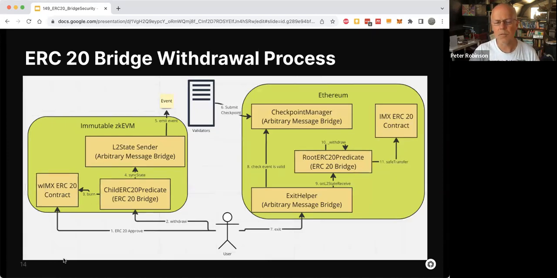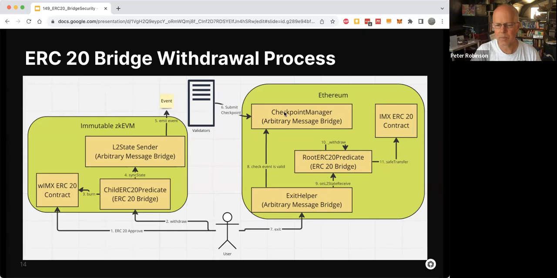For withdraw, so taking money from the ZK EVM to Ethereum, you approve, then you say, I want to withdraw money back to Ethereum, which does a burn of the ERC20. It'll do a sync state, so essentially saying, send a message to Ethereum, and that'll emit an event. Those events get packaged up into a checkpoint.